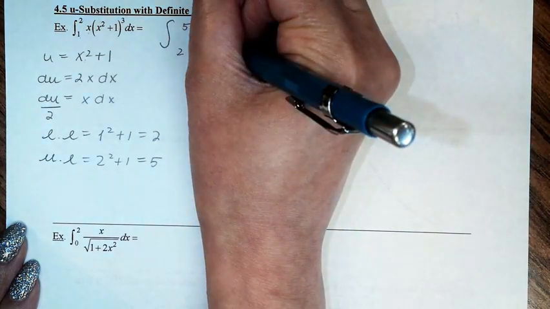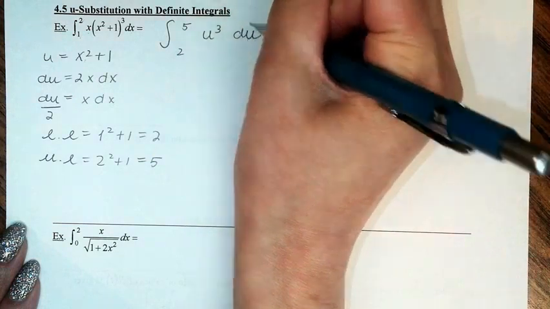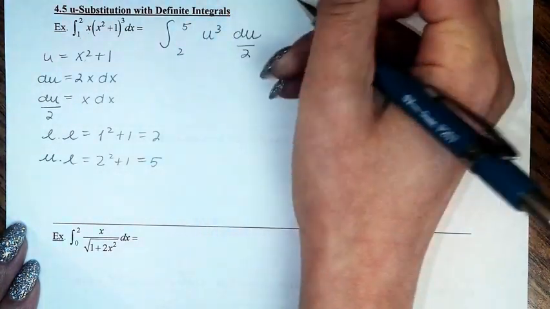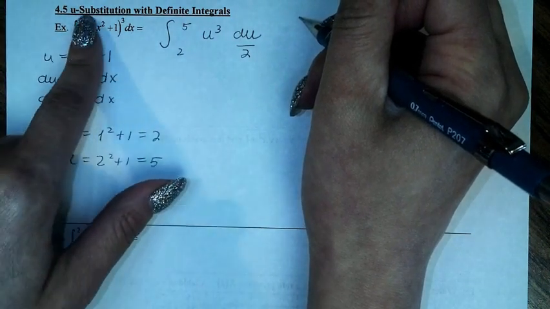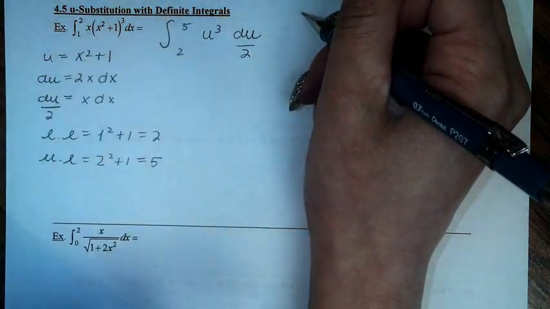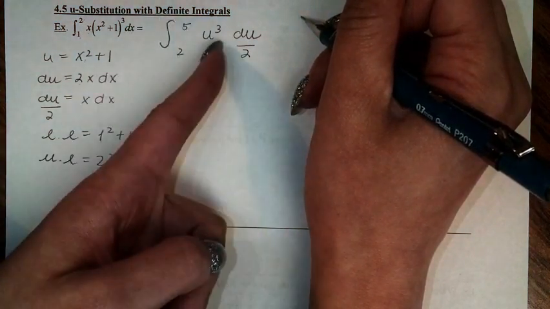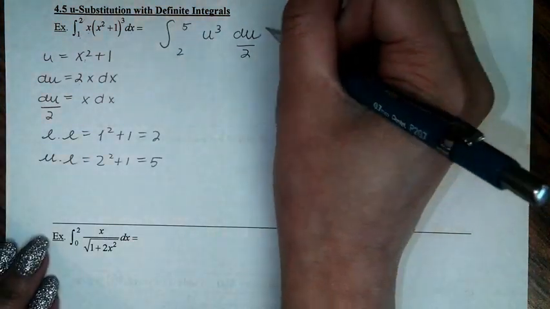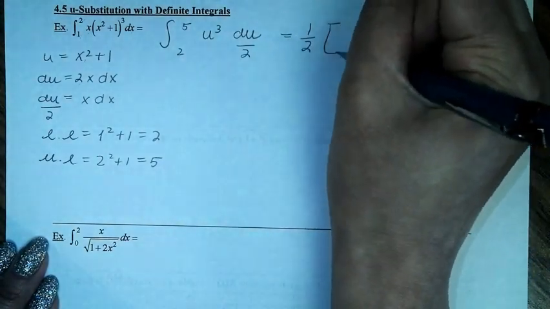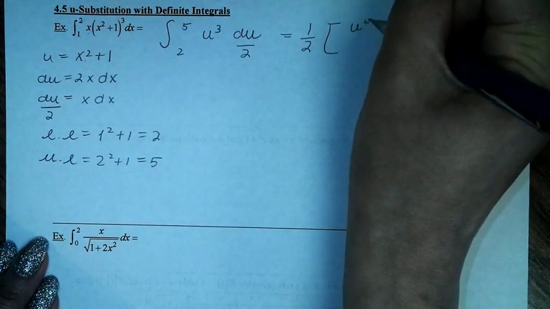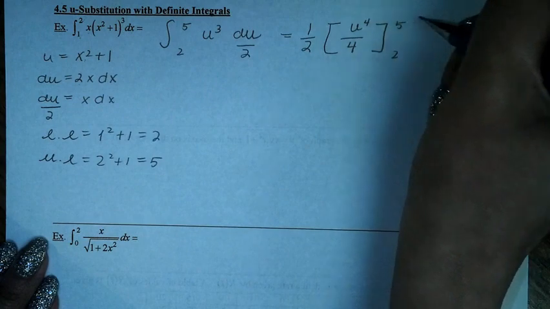And then it's going to be u to the power of 3 du divided by 2. The beautiful part about this process is that since you changed your x's to u's, you don't need to go back to x's anymore, and you can plug in these two values when you take the integral of u cubed. So what you have here is 1/2, and the integral of u cubed is u to the power 4 divided by 4, and then you evaluate from 2 to 5.